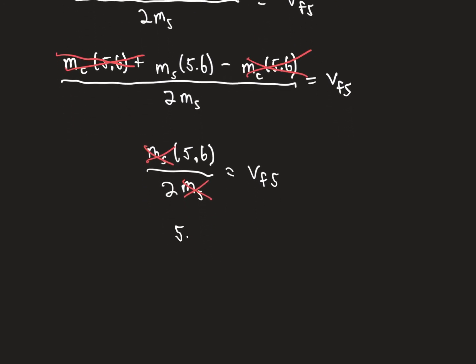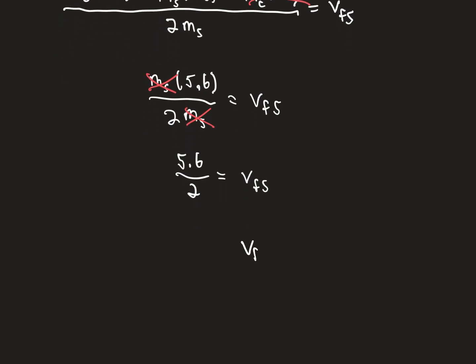So 5.6 divided by 2 equals V final of the sled. So V final of the sled is equal to 2.8. And what are the units? Meters per second. There we go.